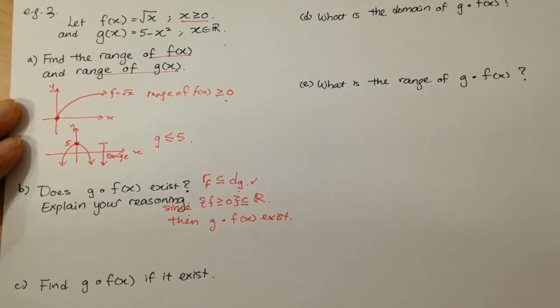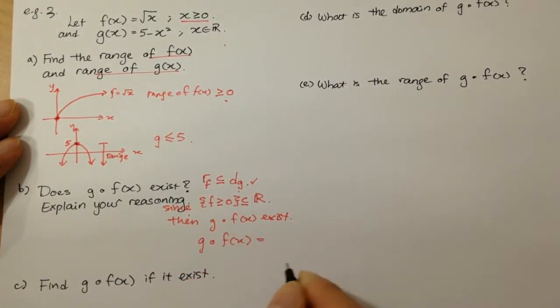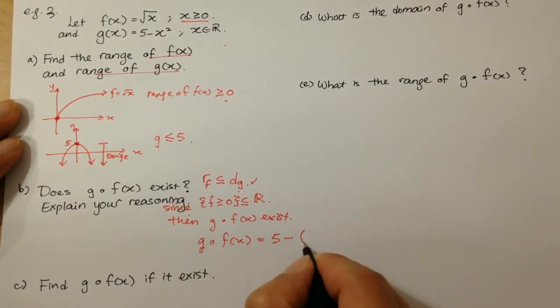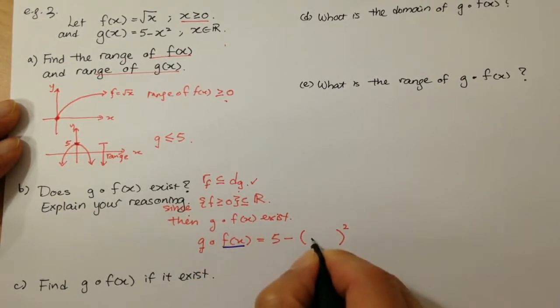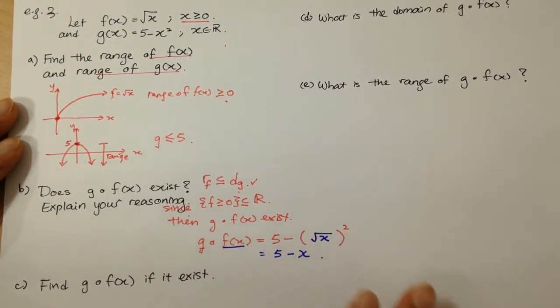Okay, and the last question: find g of f of x if it exists. So that means I will start with g of f of x. Start with g first, that is 5 minus, when I see an x, I use a big bracket and square. And inside the big bracket, I'm going to have f of x, which is square root of x. Simplifying this, I will get 5 minus x. That's a linear function. So the composite function here is linear.